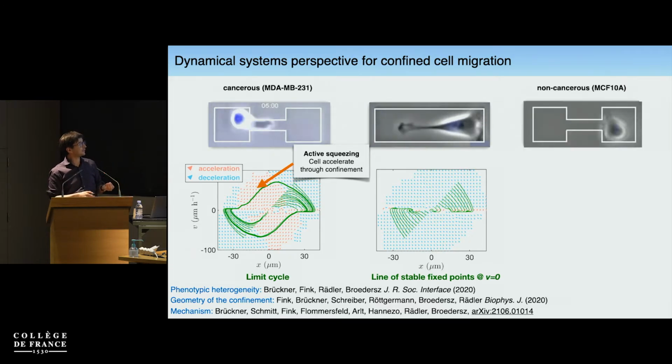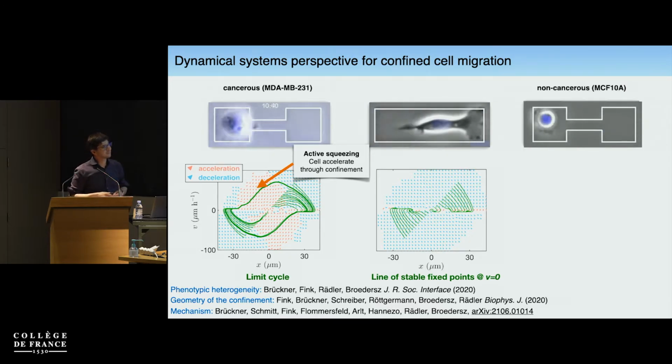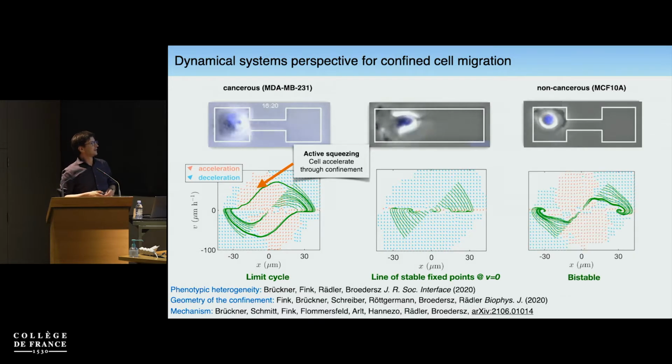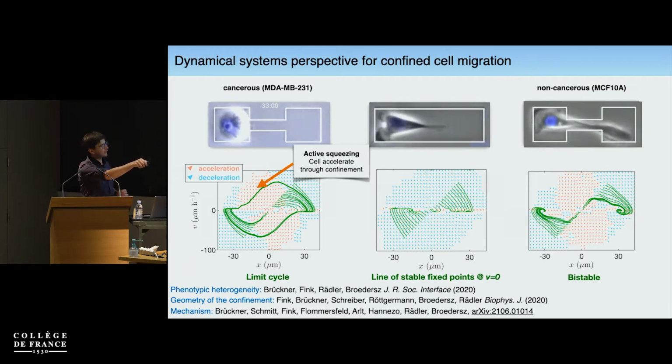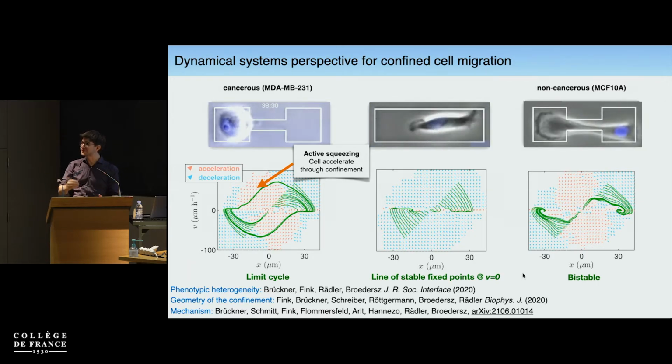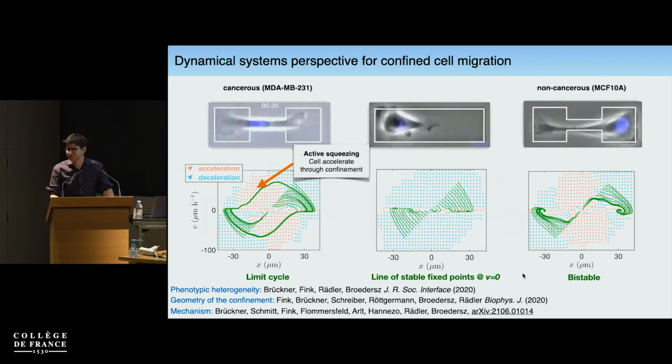You can also look at other cell types, like these non-cancerous MCF10A cells. They exhibit different kinds of nonlinear dynamics, now characterized by two stable attractors, but still you have this region in phase space where they're deterministically accelerating through this constriction.